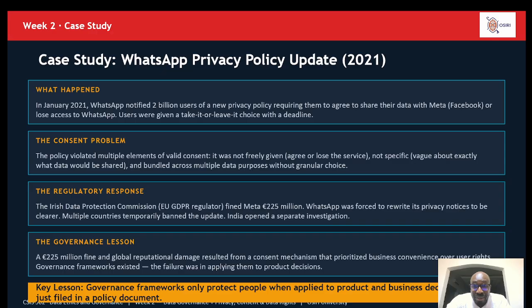It was not freely given. It was not specific. In fact, WhatsApp did not specify what data will be shared. They just said your data will be shared among third parties. Now, which of my data? Are you not telling me that as I'm chatting with my family, as I'm chatting privately, or as I'm making an audio call with WhatsApp, are you saying that you're eavesdropping on my information? It was not clear.